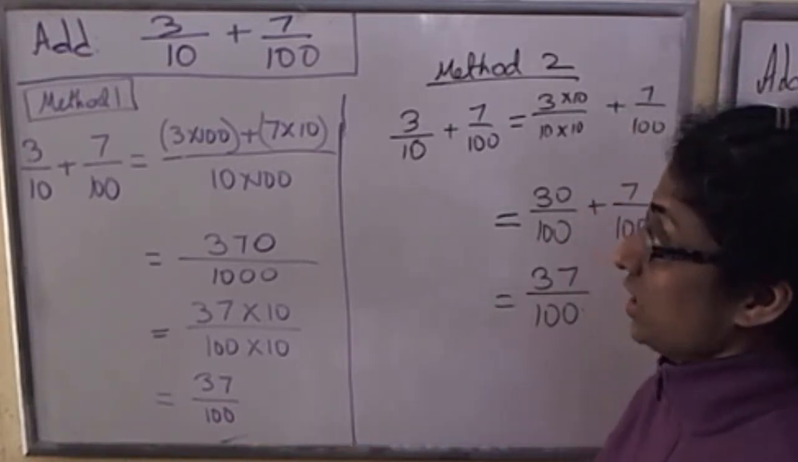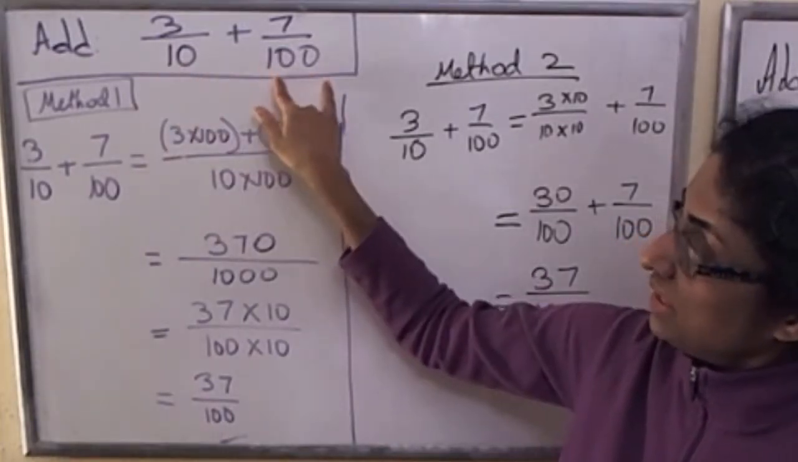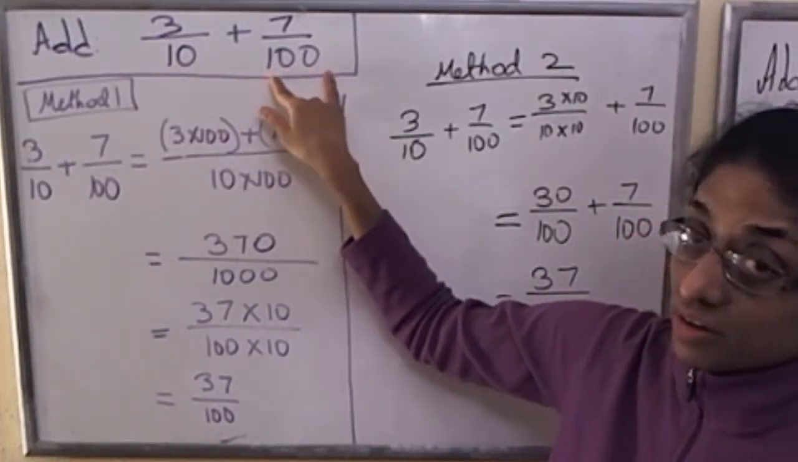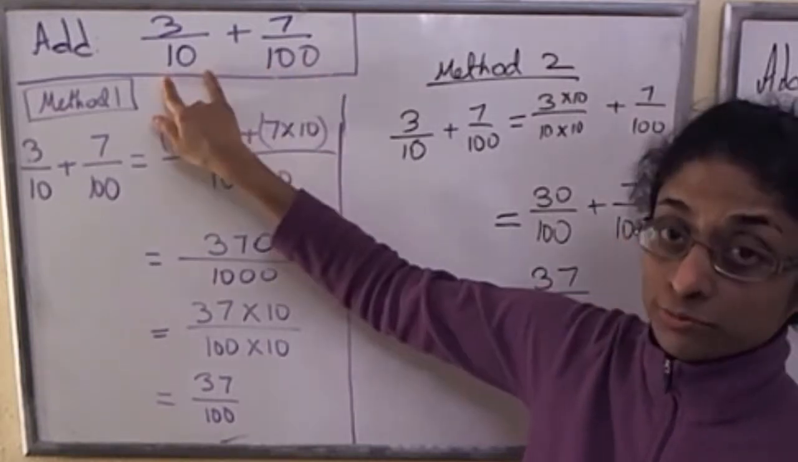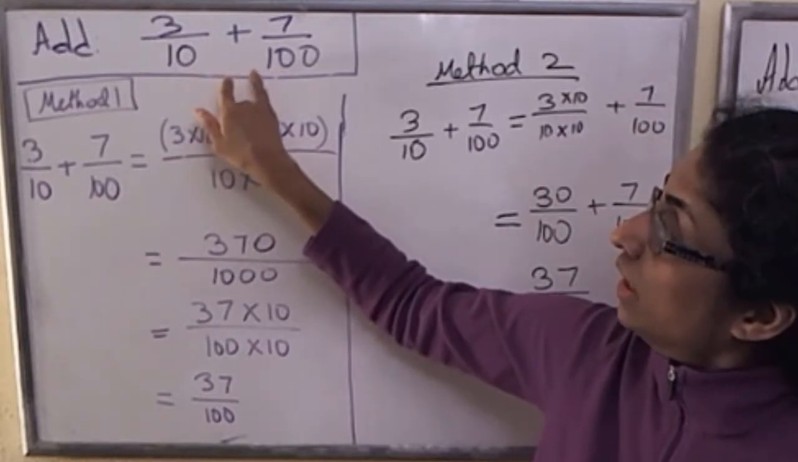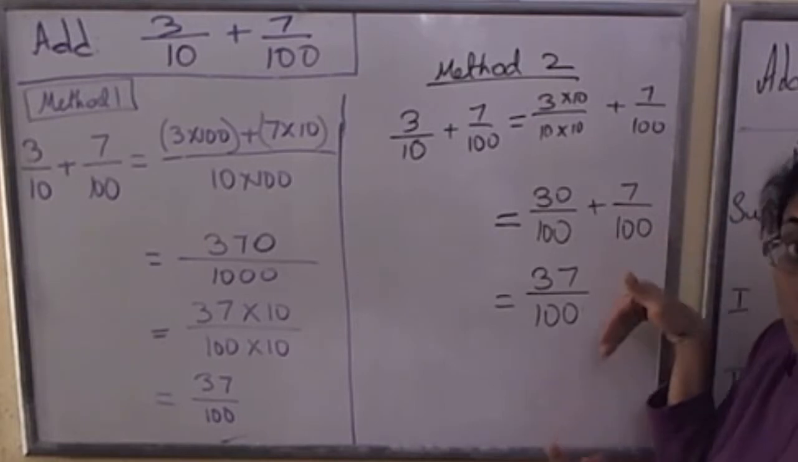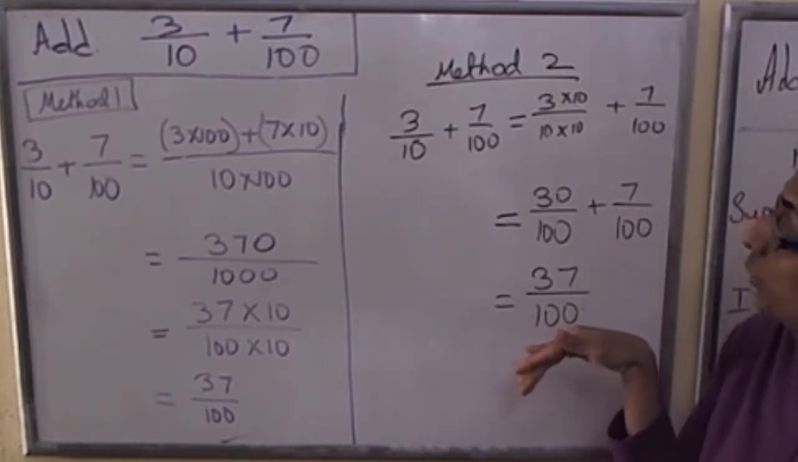So in this special case, we right away notice a relationship between the two denominators. 10 is a factor of 100, or 100 is a multiple of 10. So we notice that. And in such situations, we can proceed as follows, and the steps are fewer. So I would like to discuss that. So what do we do here?